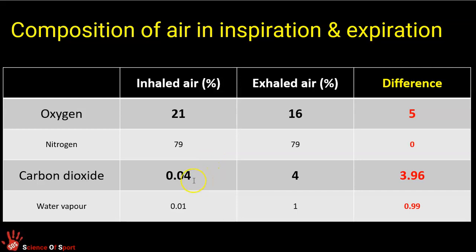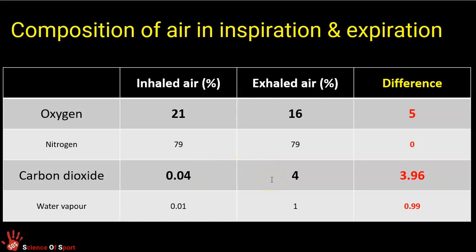At rest, we breathe in hardly any CO2. We do not wish to get CO2 into our body, but there's a little bit in the atmospheric air. So we breathe a little bit, 0.04% in. We breathe 4% out, which means there's more CO2 breathed out, nearly 4, so 3.96% more CO2 breathed out than we breathed in. Why is there that difference? Because when our muscles make energy and use oxygen, one of the waste products of that process is CO2. So the more we use oxygen, the more CO2 we produce, hence the difference in the values.